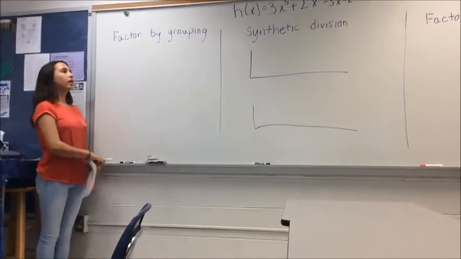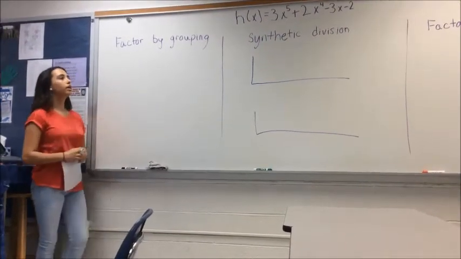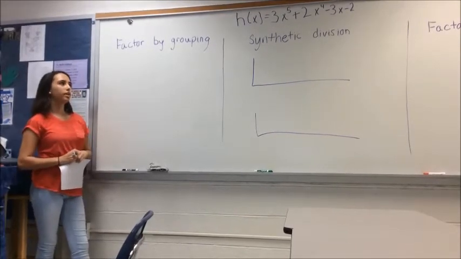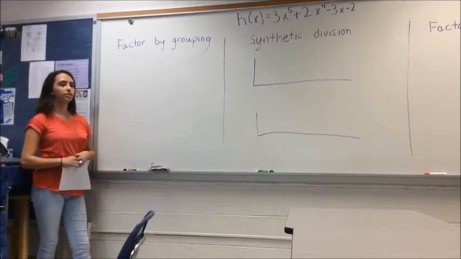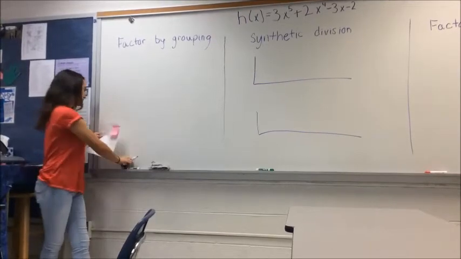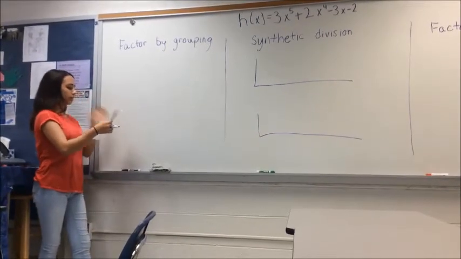So today we're going to be finding all the real zeros of the problem, positive 3x to the 5th plus 2x to the 4th minus 3x minus 2. The first thing we're going to need to do is factor by grouping.